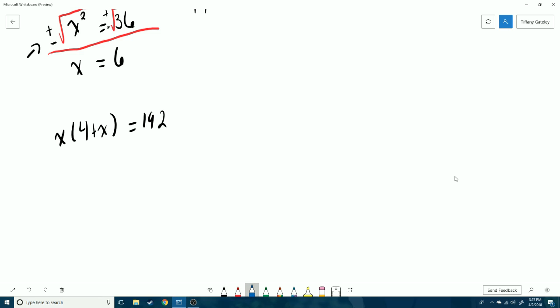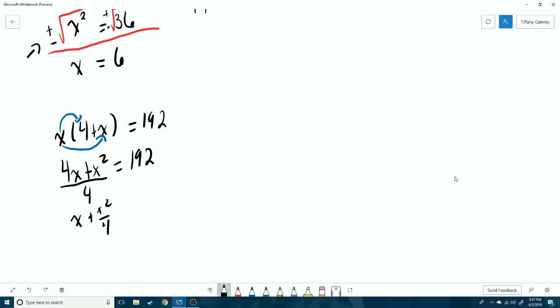Now then you're going to have to expand this. So your x is going to times your 4 and then times this x. So this will give you 4 times x is 4x plus x times x is x squared equals 192. Now with this one, you really can't divide by 4, because if you divide by 4, you have to divide this entire side right here by 4, and that would give you x plus x squared divided by 4, and that really doesn't do you any good. So let's just erase that.